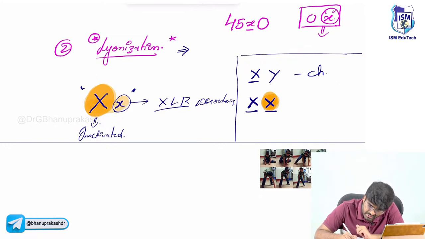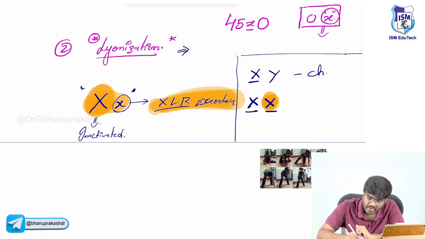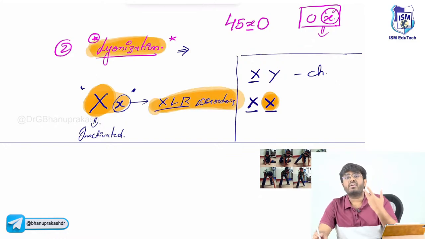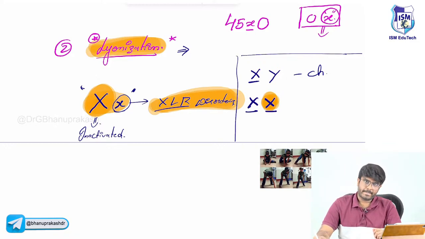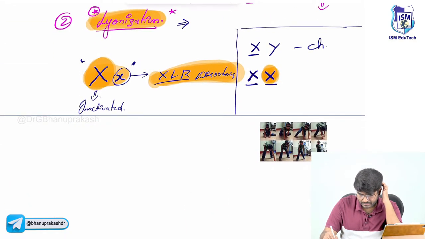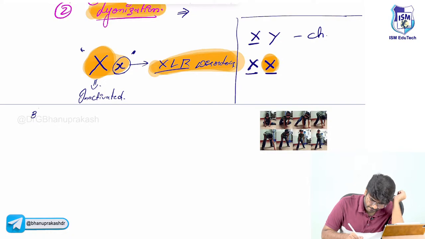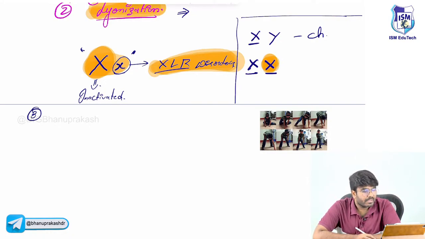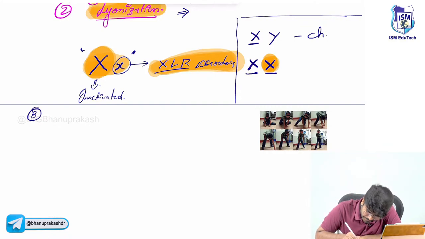Here a female is developing an X-linked recessive disorder because of lionization, where the capital X, the good chromosome, is getting inactivated. Now, the third possibility is a diseased male. Let me write here.